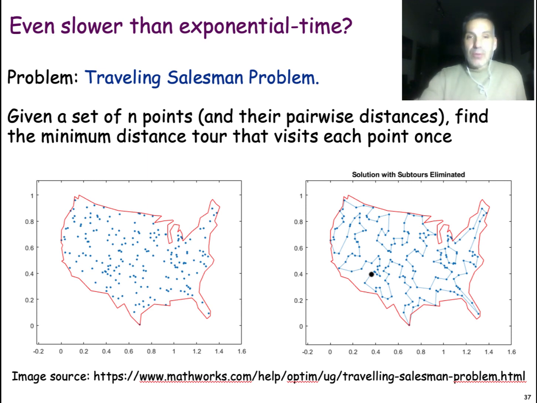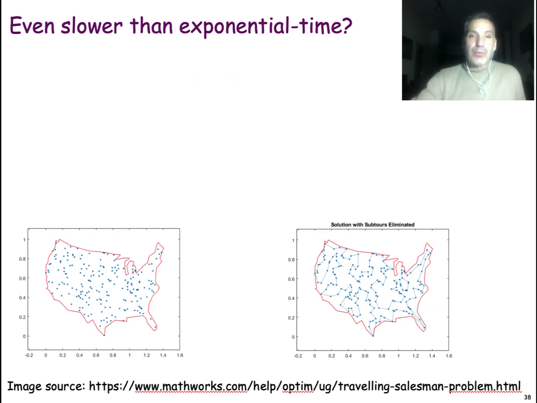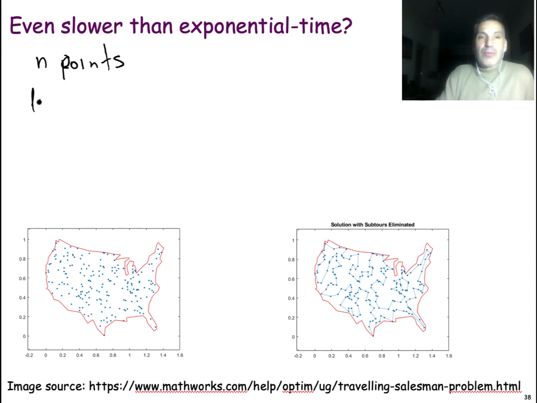Now, how would you solve this problem? If you apply a brute force approach, you can say, I will consider all possible tours, and I will try to find the one that has the minimum distance. How many possible tours are there? If we have n cities, n points, for the first point in our tour, we have n choices.